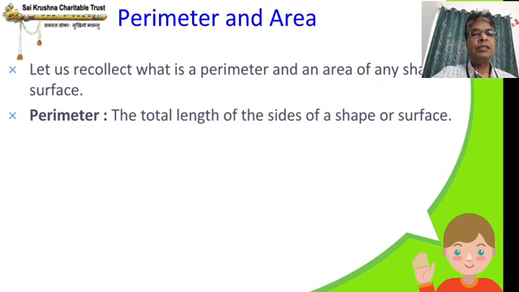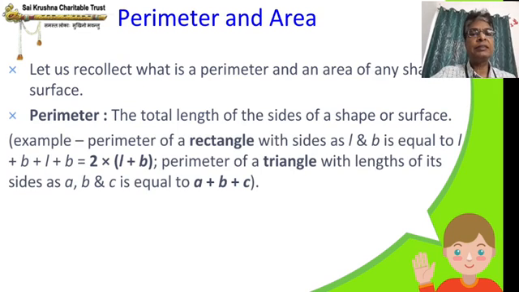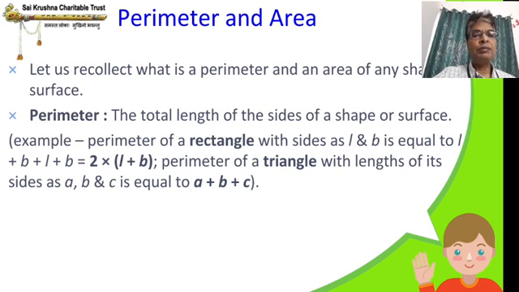Perimeter is the total length of the sides of a shape or surface. All of you know, I am going a little fast on this. Example, perimeter of a rectangle with sides L and B is equal to L plus B plus L plus B. That is, we are just going around: 2 times L, 2 times B, so 2 into L plus B.